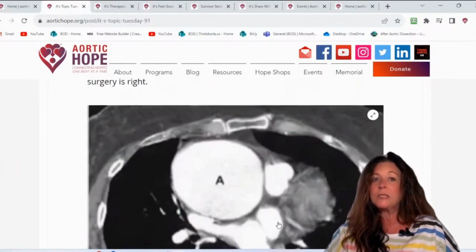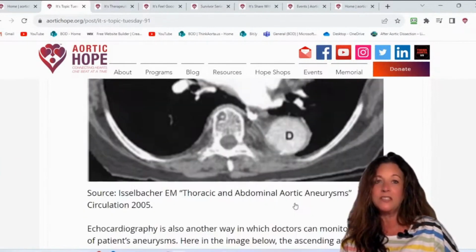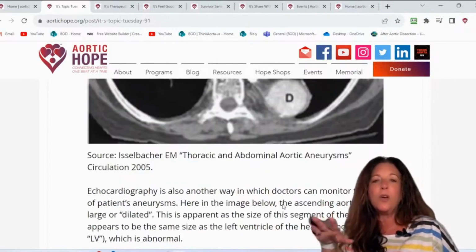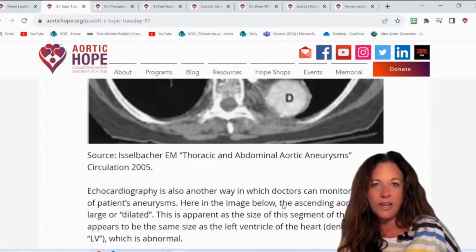Okay, look at this picture. Well, it's pretty big. Look at the difference there. You can see A, the ascending, is a lot larger than the D, which was the descending. Okay, so echocardiography is another way in which the doctors can monitor the size of an aneurysm.